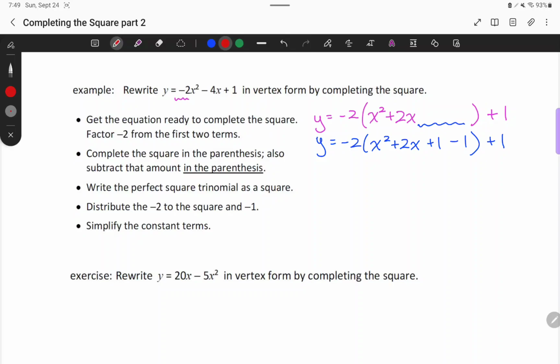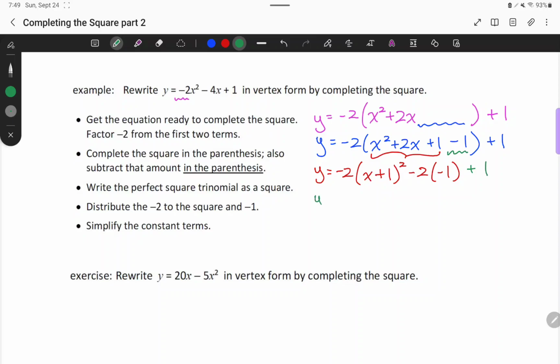Now what I'm going to do is take the perfect square trinomial and rewrite that. Y equals negative 2. Those 3 terms get replaced with x plus 1 squared. Now that took care of those 3 terms, but we still have another negative 2 times negative 1. So negative 2 times negative 1. That comes from this minus 1 here that is also in the bracket and is also being multiplied by negative 2. And then don't forget at the end we also have a plus 1.